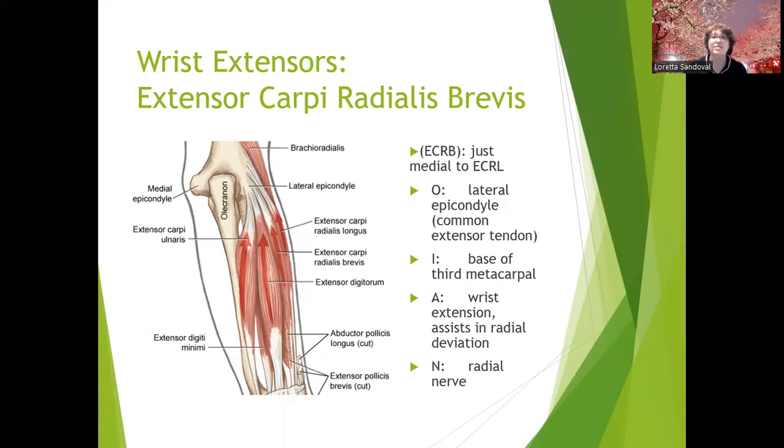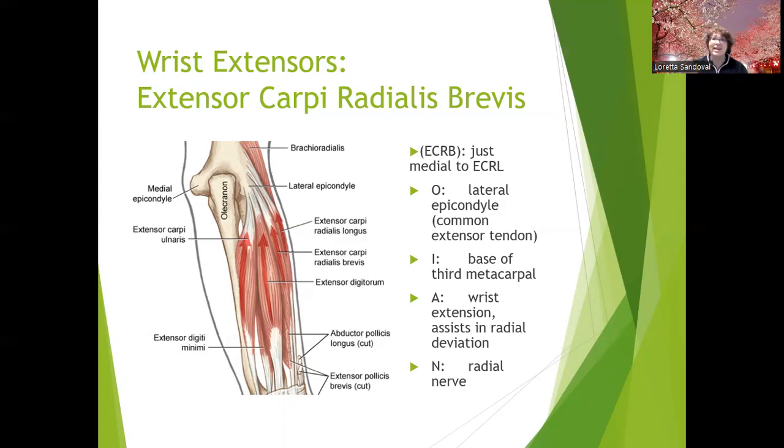So it originates on the lateral epicondyle of the humerus, which is known as the common extensor tendon. This should clue you into the fact that all the rest of the wrist extensors also originate here. Isn't that nice? Makes it easy. It inserts on the base of the third metacarpal, and just like its name says, it does wrist extension or radial deviation. All of the wrist extensors are innervated by the radial nerve. That makes it easy too.